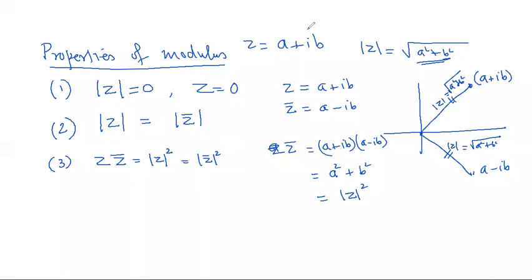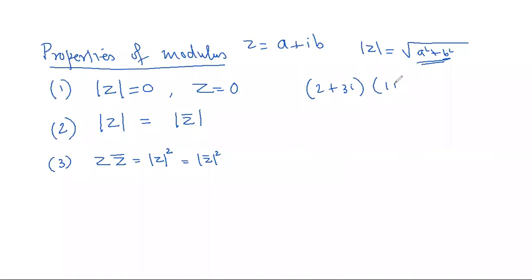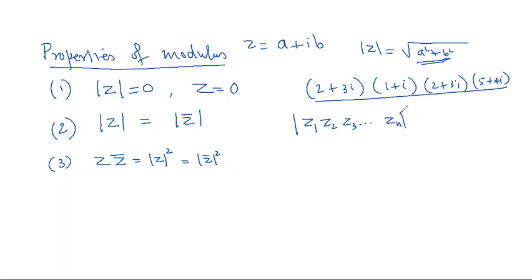Next property. This is a very interesting property. I want to calculate the modulus of this number: 2 plus 3i into 1 plus i into 2 plus 3i into 5 plus 4i, divided by... okay, division I'll do later. I want to calculate the modulus after multiplying all. That means modulus of Z1 Z2 Z3. How will I calculate this? We have to find the individual modulus, take the individual modulus and multiply.